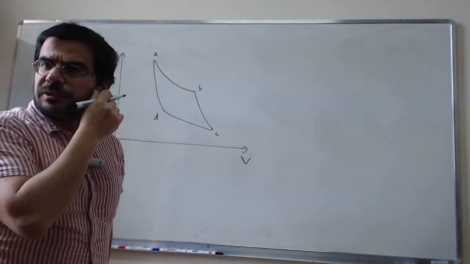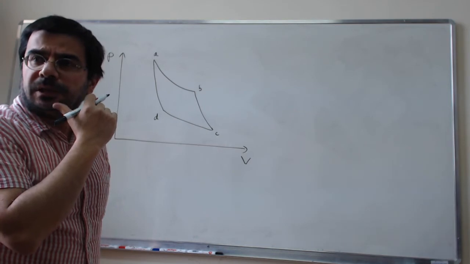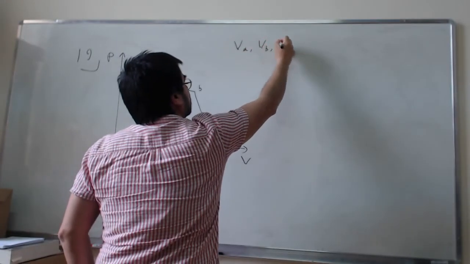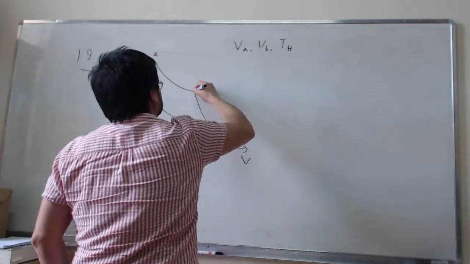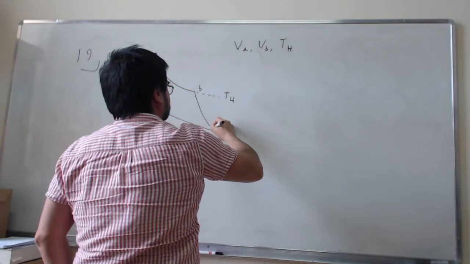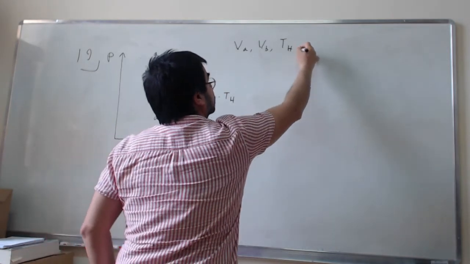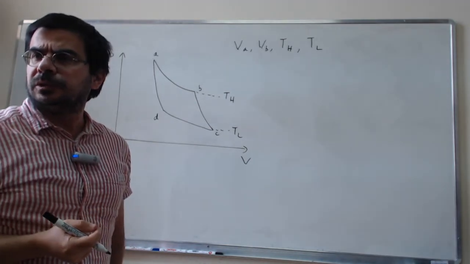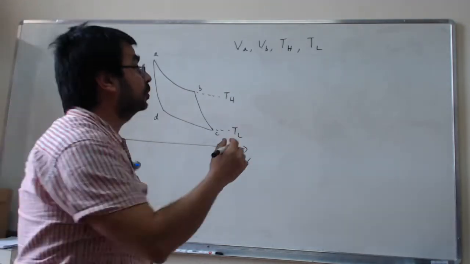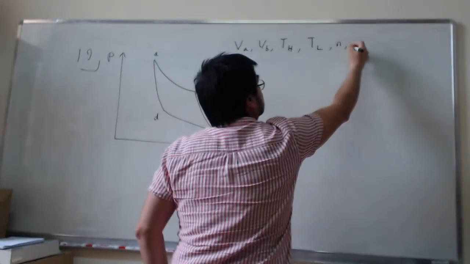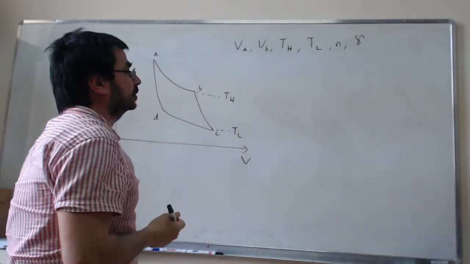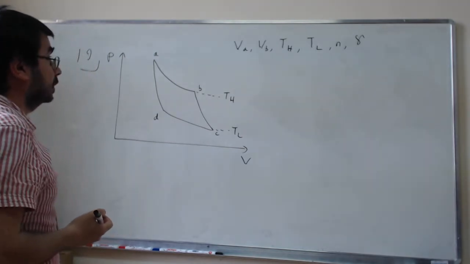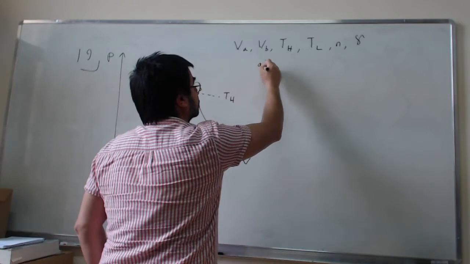And so they give us a number of things. They give us VA, VB, TH, and TL. So VA, VB, the higher temperature, which will be the temperature over here, and TL will be the temperature of the lower isotherm, and the number of moles is given. So N is given, and the gamma is given. So it's a diatomic gas. Its gamma is 1.4 for these temperature ranges. And they're asking us to calculate a number of things.